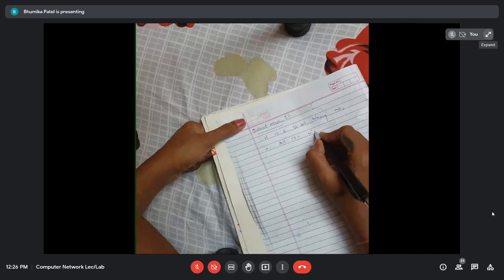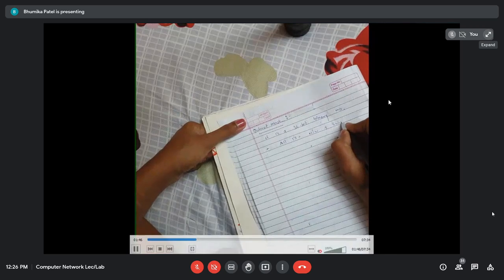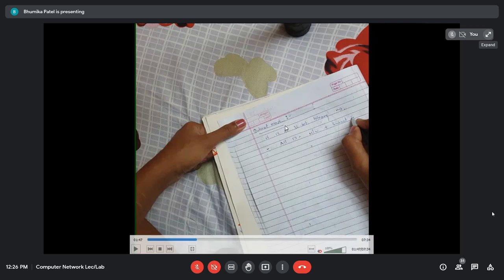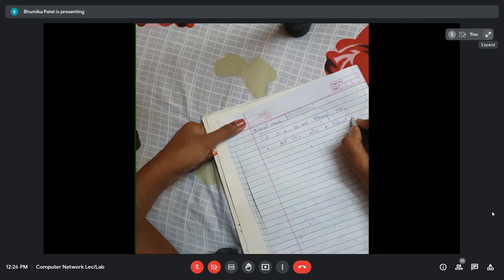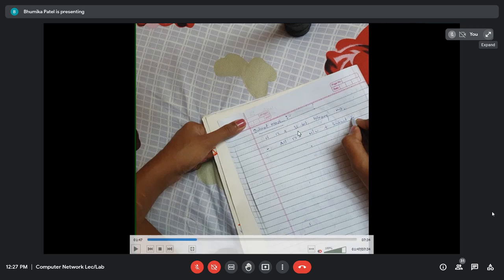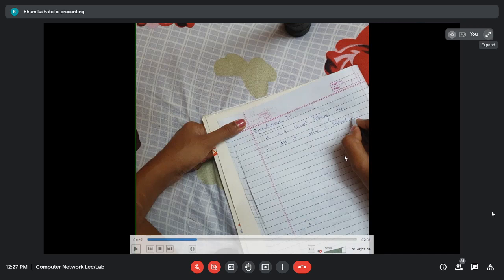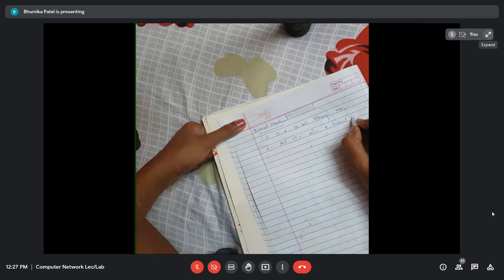Subnet mask is also like the IP address, that is, it is also a 32-bit binary number. An IP address is a 32-bit binary number, and we divide the 32 bits into 4 parts, and then the 4 groups are individually converted into decimal and become the IP address. Similarly, the subnet mask is also 32 bits, divided into 4 parts, and these parts are individually converted into decimal, and whatever decimal numbers we get become the subnet mask.